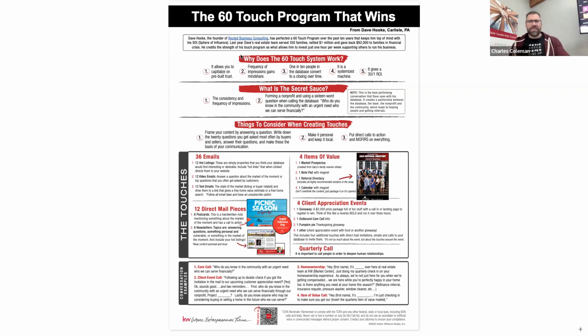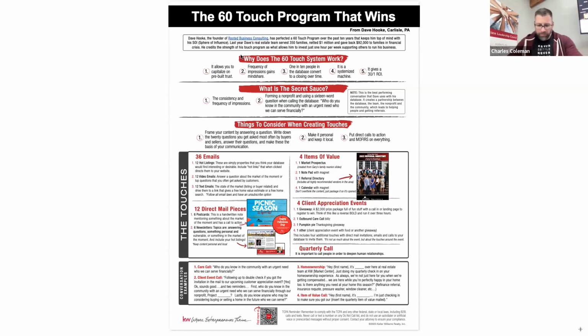And as you're thinking about these 60 touches, it doesn't pull this out, but all of these can be layered onto each other as well. This is just the basic 60, but in all reality, you're hitting people 80 times per year at a very, very high level.